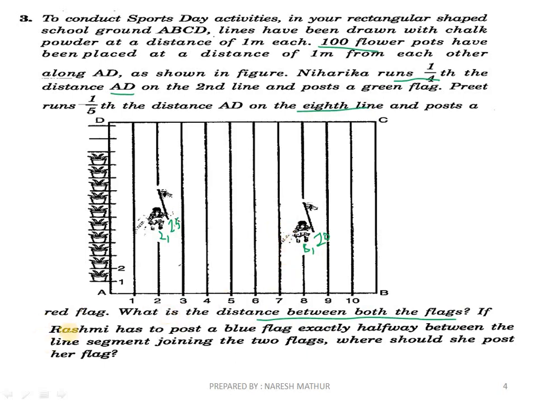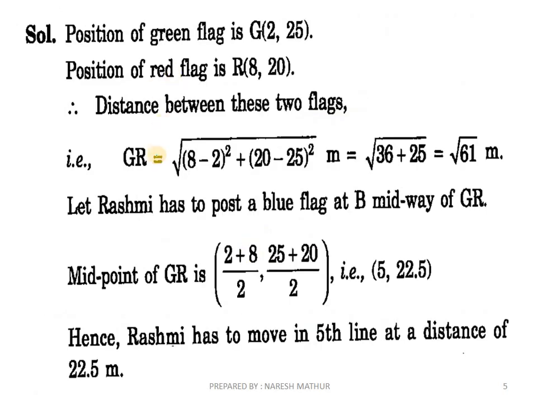Now if Rashmi, the third girl, has to post a blue flag exactly halfway between the line segment joining the two flags, we need to find the midpoint of this distance. So how can we find the midpoint? By the formula (x1 plus x2) upon 2 and (y1 plus y2) upon 2. See, the distance can be calculated by the distance formula. It is not a big deal.